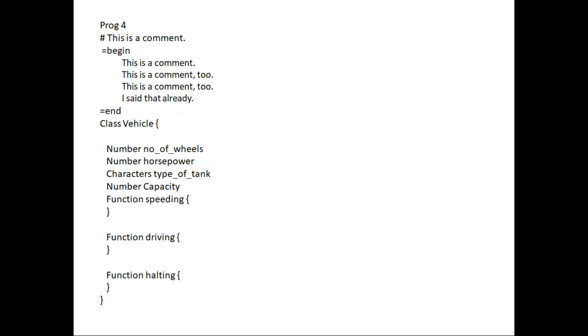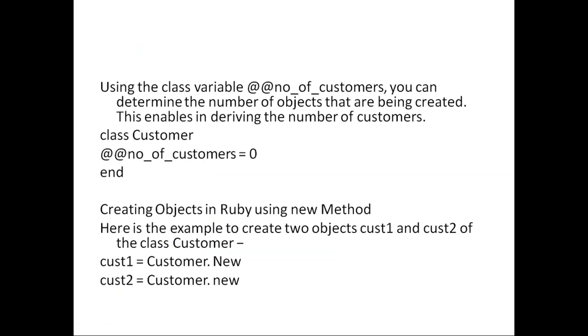Then for declaring a class, we start with class, and the class name I have given is vehicle. Then the body here: number of wheels, number of horsepower, character type of the tanks, number capacity. Then in the functioning, function speeding, function driving, all the functions are there. After that you start the curly braces, and in between the statements will be there. Fine. So this is the syntax, no output will come under this.